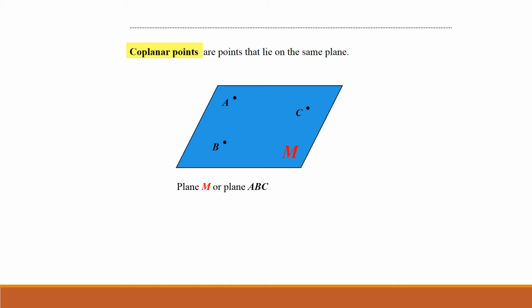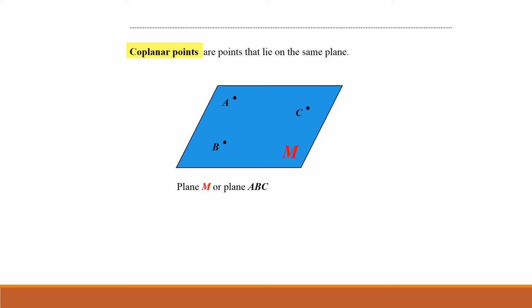That is the way you can name a plane. You can name the plane by 3 or more points, but they must be non-collinear. Now, you could have 2 of them collinear as long as the third one's not. Also, another way to name the plane is a capital letter in any corner. Notice that there's no point next to that because it's not a point. It's just representing a plane. So this is either plane M or plane ABC.